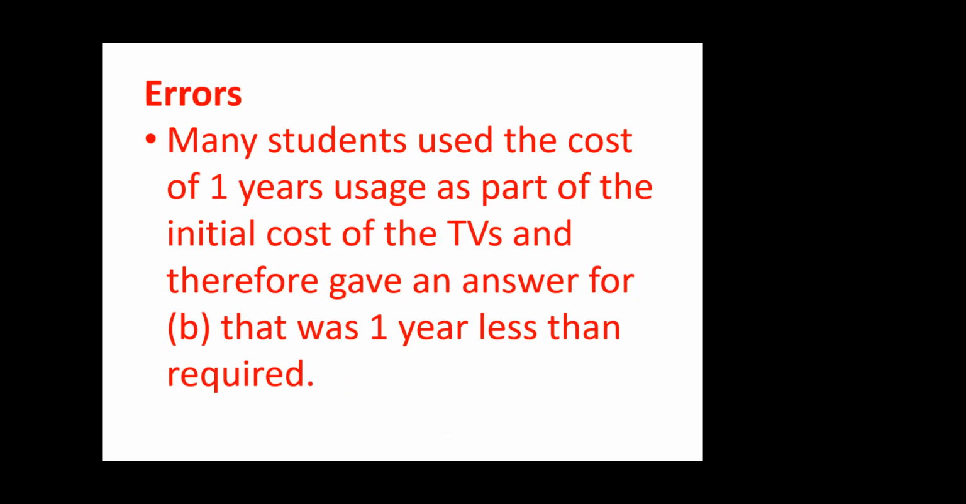Many of the students used the cost of 1 year as part of the initial costs. So if television A says that the television cost $900, and for 1 year's usage it was going to be $48.18, they said, well, the initial cost is $948.18. Because of that, their answer for part B was out by a year.